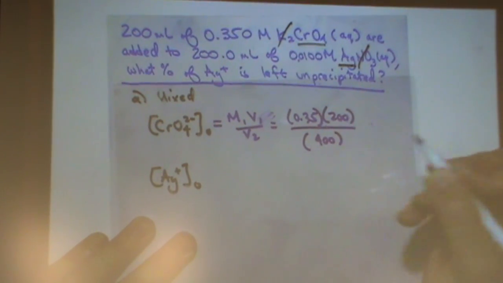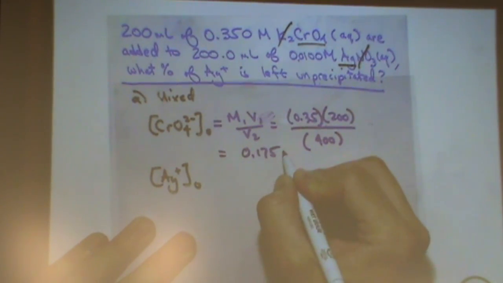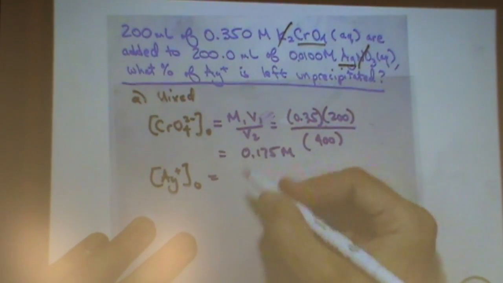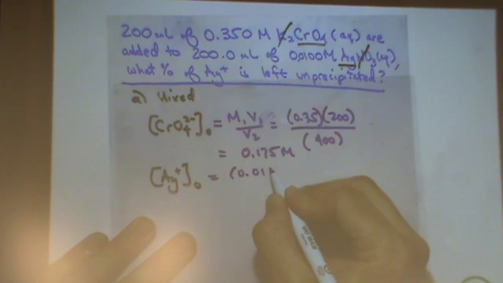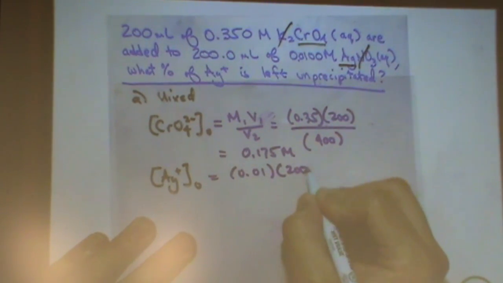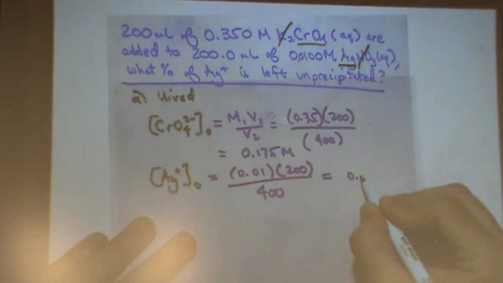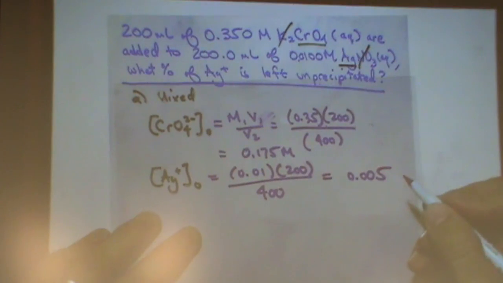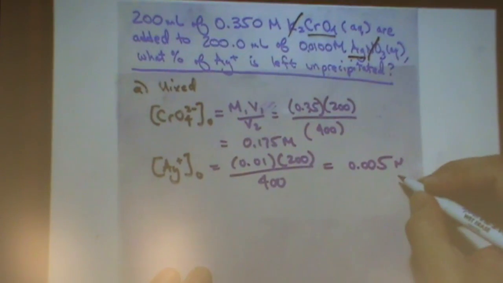400 total volume. And this turns out to be 0.175 molar. Same calculation for the second one, except I use its molarity, 0.01, times 200 initially, divided by 400. This turns out to be 0.005. I'm not going to add other digits for now. So that would be kind of part A. Those are the initial concentrations.